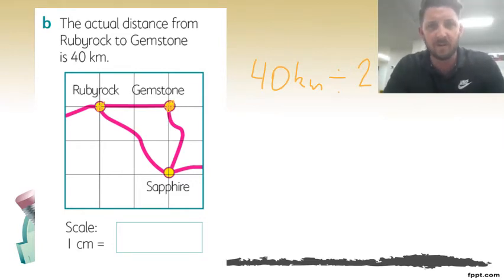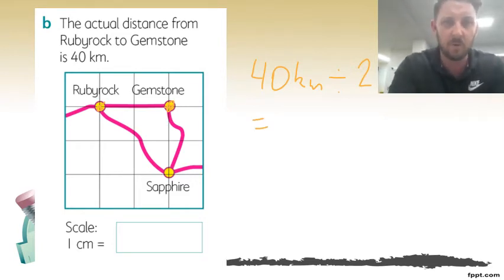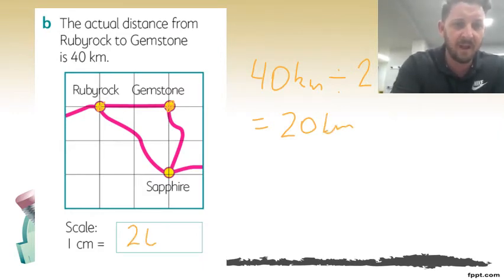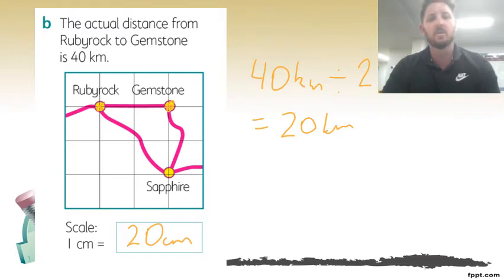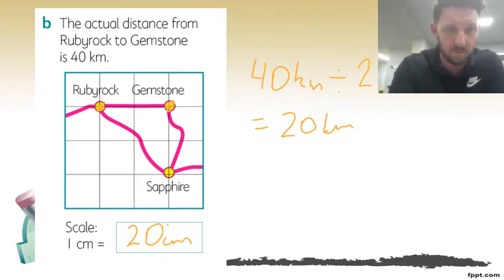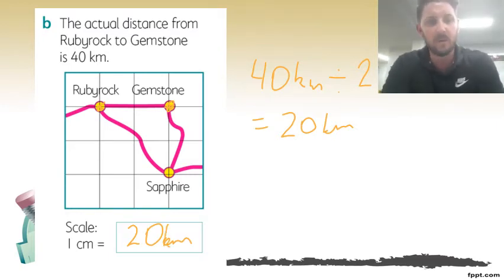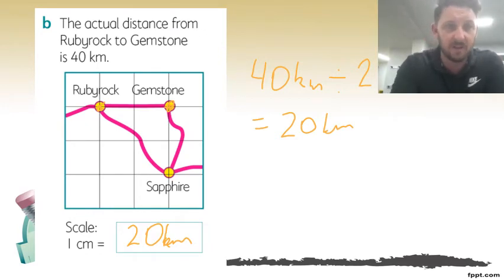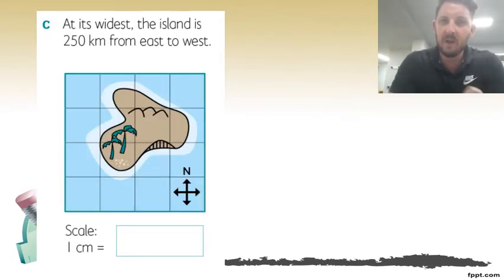So 40 kilometres divided by 2 is equal to 20 kilometres. So my scale is 1 centimetre equals 20 kilometres. Ooh, I put centimetres down there, my fault. Now if I go back, I can double check this: I have 20 kilometres, 40 kilometres, that is correct.